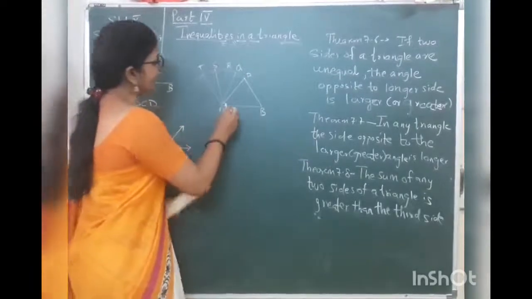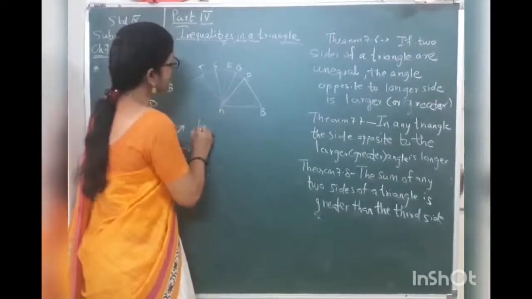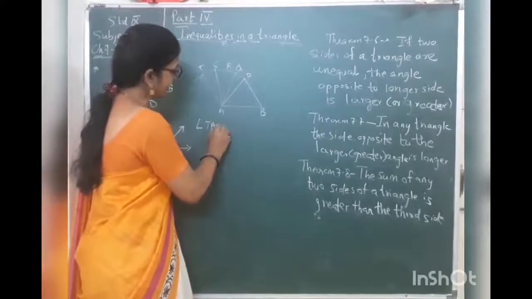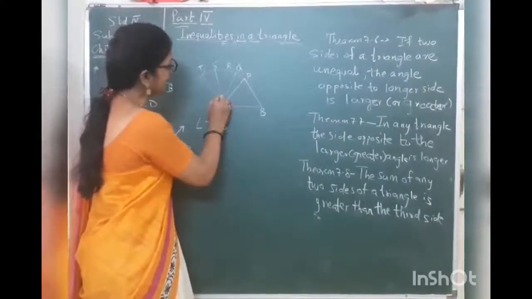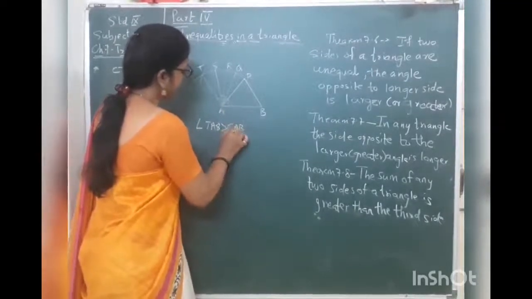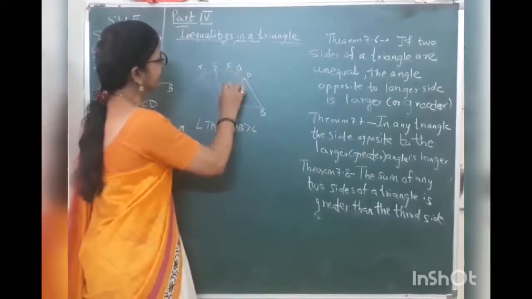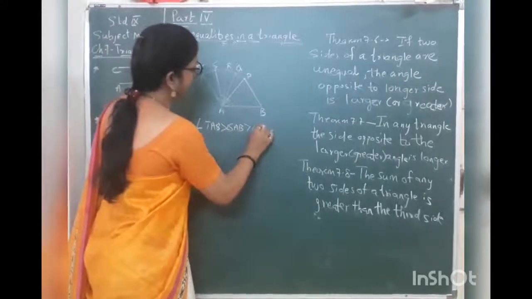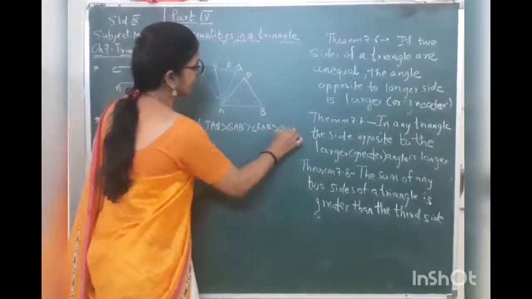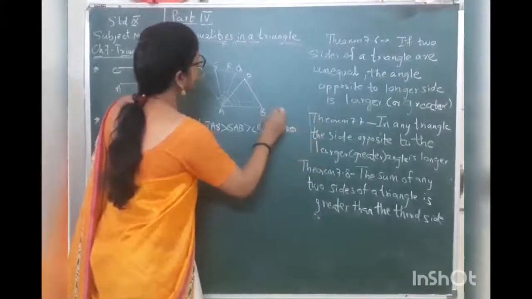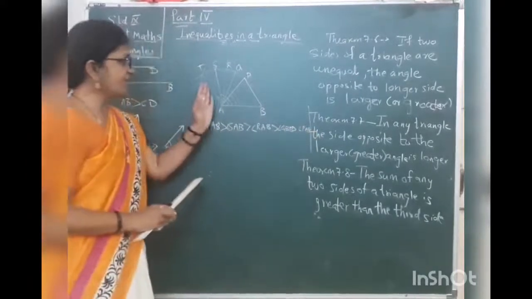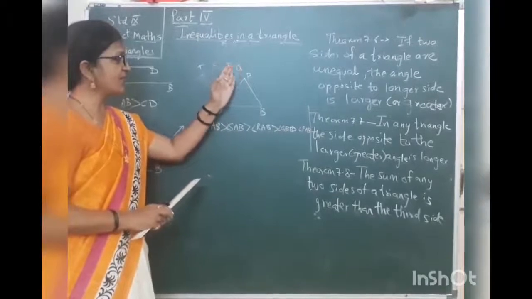Now what can you say about the measure of this angle TAB? The measure of angle TAB is greater than angle SAB, greater than angle RAB, greater than angle QAB, greater than angle PAB.